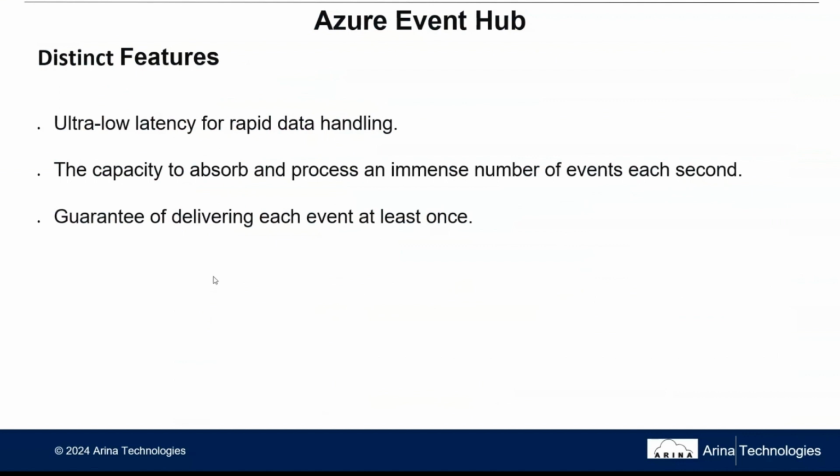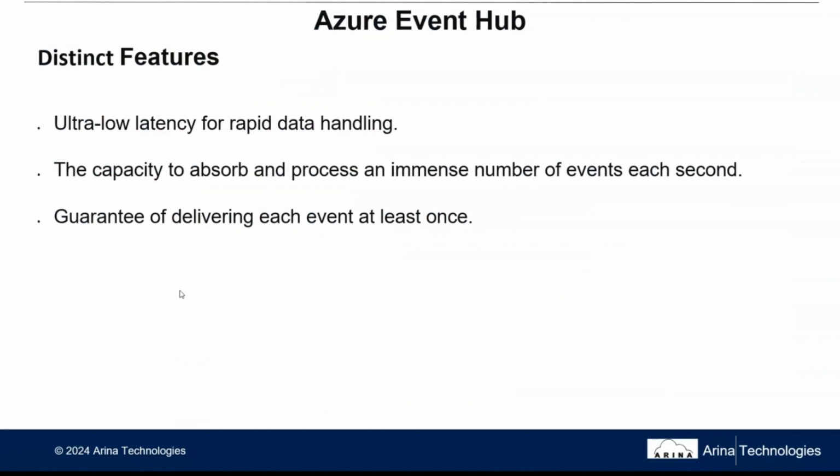Now, what are the distinct features of Event Hub? It has very ultra-low latency for rapid data handling, which is where I had put it as very applicable for big data scenarios which stream billions of data per second, per minute, which have a high throughput requirement. Very applicable for telemetry scenarios as well.